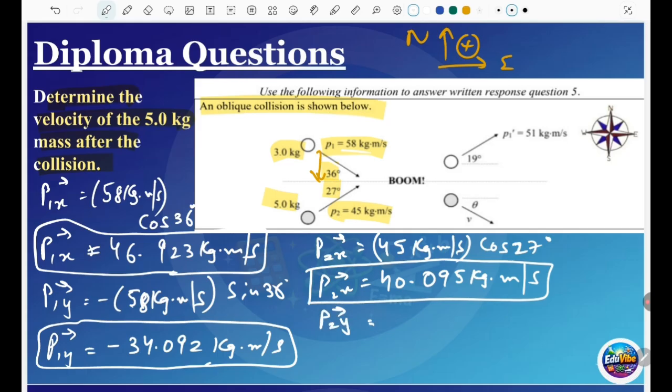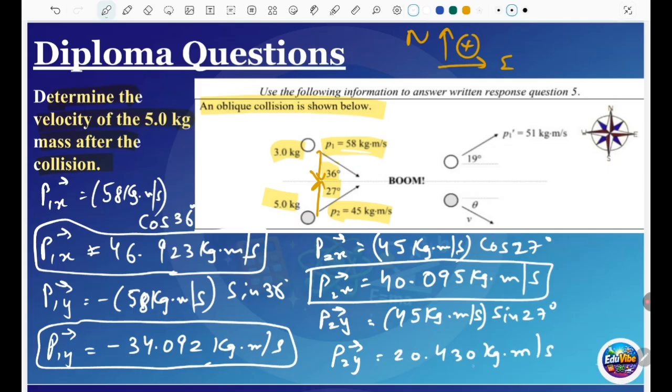Again for p2y, in that case we don't take this as negative, because now it goes up, this is south and south is positive. So this remains 45 kg dot meter per second and we have now sine 27 degrees. When we get the calculation done, we get 20.430 kg dot meter per second. So we have done this.